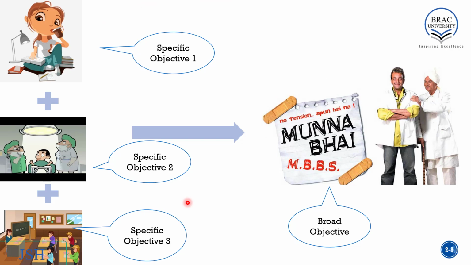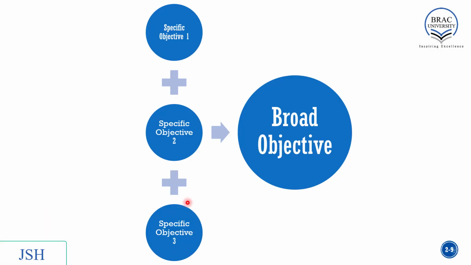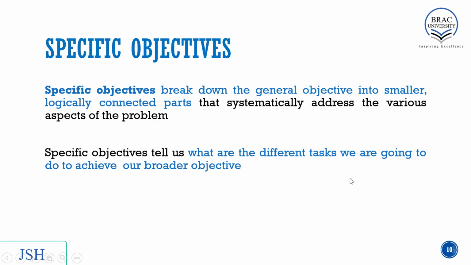So if I want to give you a general template, it will be something like this. Once I complete all of my specific objectives or small tasks, I can successfully say that my broad objective has been achieved. All right. Now let's go back to the formal definition. Specific objectives tell us what the different tasks are that we are going to perform to achieve our broad objective. So I guess now this definition is a lot clearer.